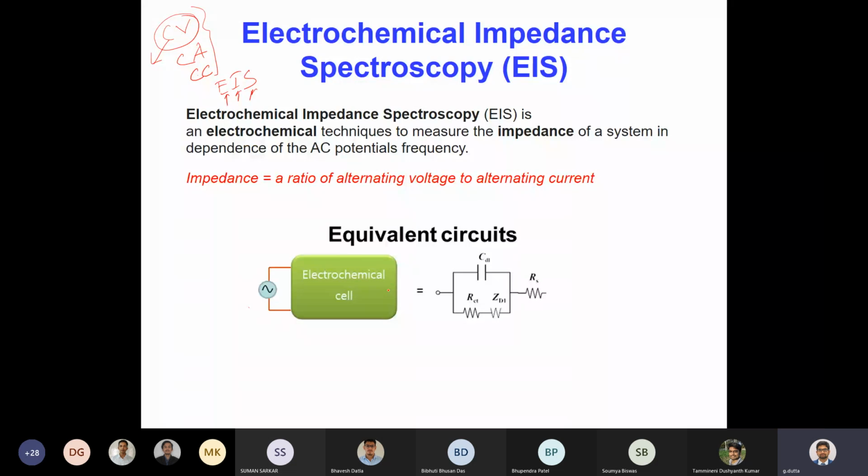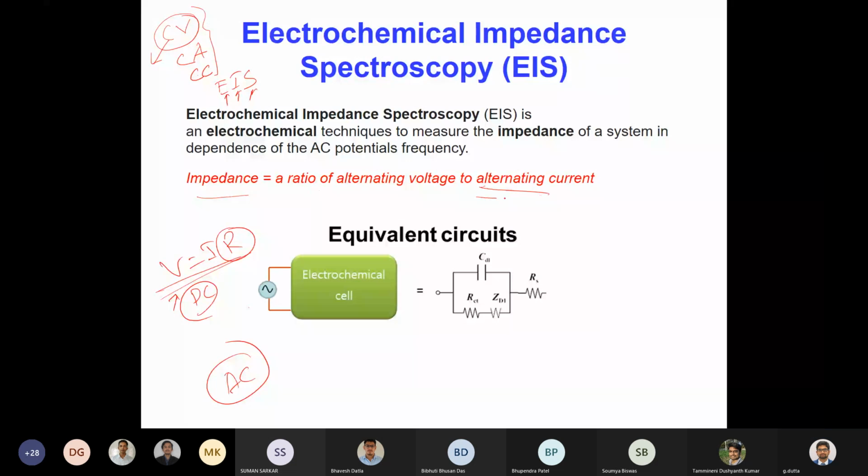So we are measuring the resistance. You know, impedance is the ratio of the alternating voltage. Like V equals IR, the resistance. This is for the DC current, right? Right, guys? You know this one? For the DC, this is the relation. But in the alternating current case, impedance is the ratio of the alternating voltage and the alternating current.